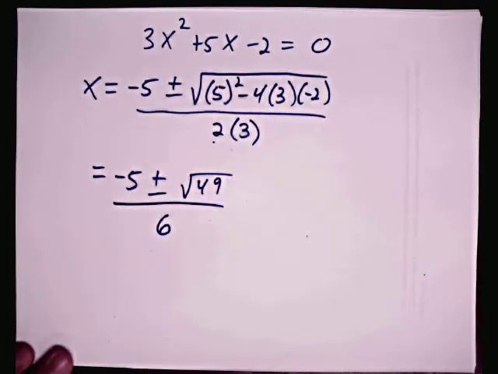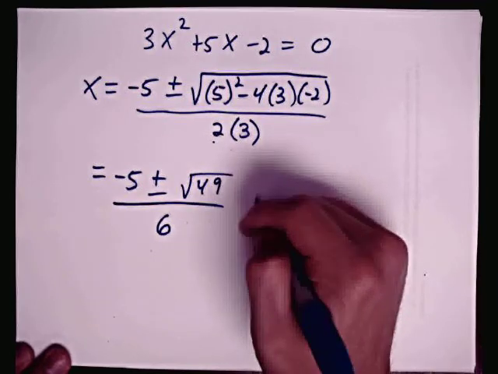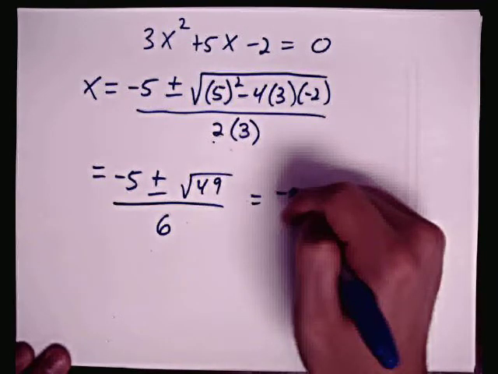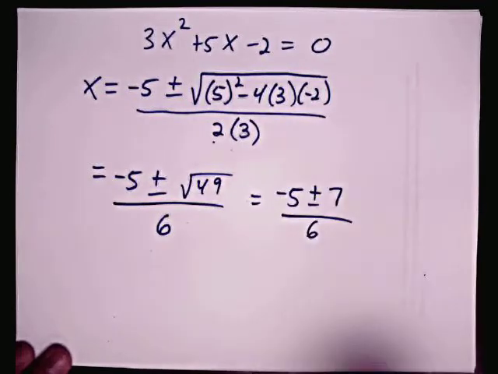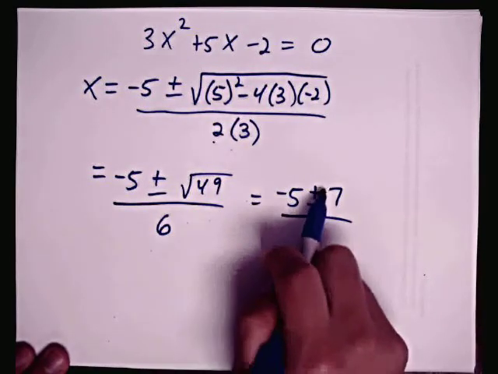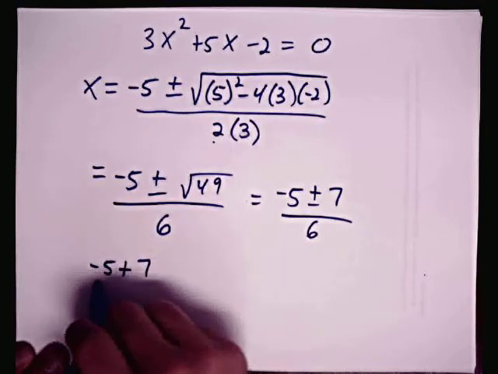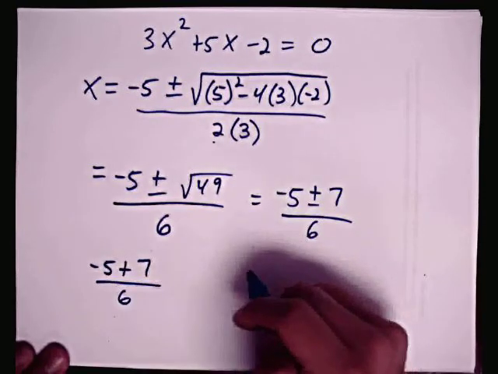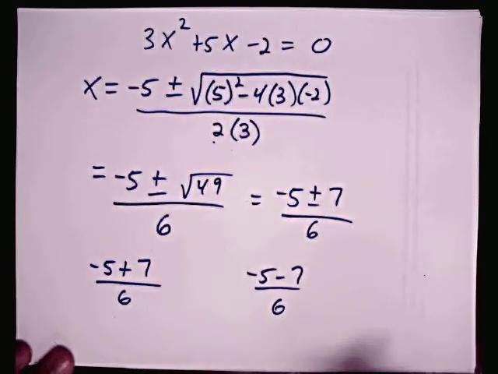Check and see if your square root simplifies. It does for this problem. The square root of 49 is 7, exactly. So no square root left on this one. And since there's no square root or i left, what I'd suggest you do at this point is split this up, 1 for the plus, 1 for the minus, and have -5 plus 7 over 6, and -5 minus 7 over 6. Solve those two separately.